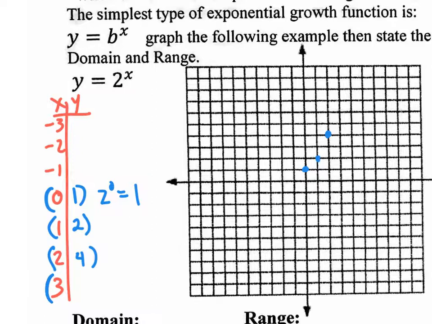And how about 3? If I plug in 3, what do I get out? 8. Right? Because if I go 2 to the 3rd, that's really 2 times 2, which is 4, times 2, which is 8. So let's do the coordinate 3, 8. 3, 1, 2, 3, and 8 all the way up here. 3, 8.